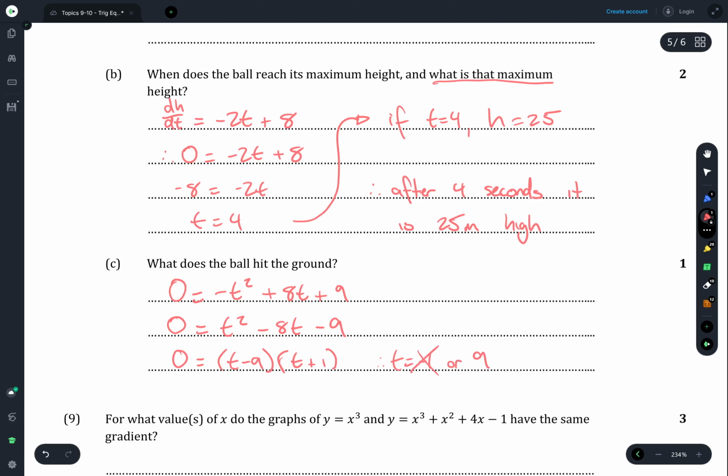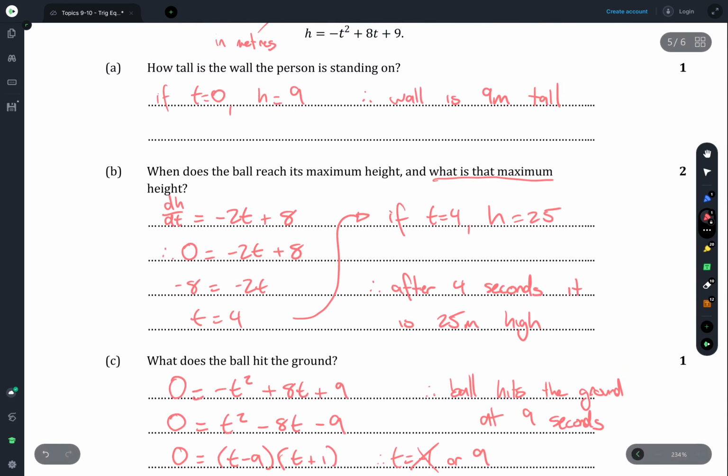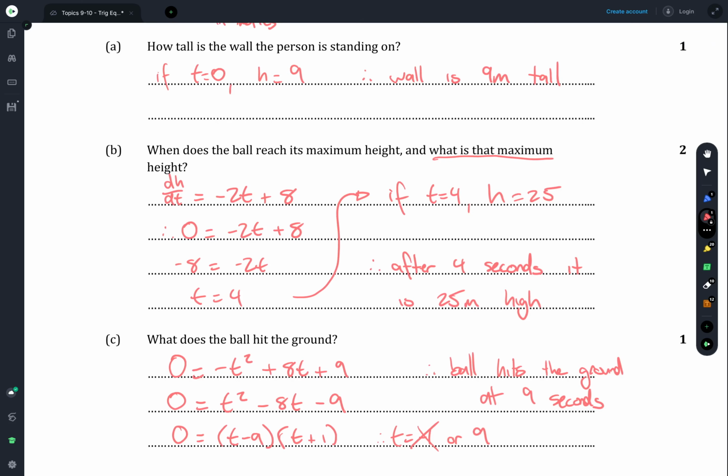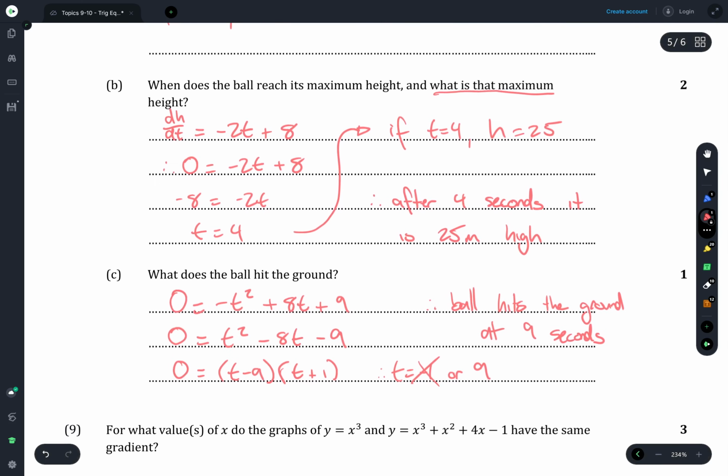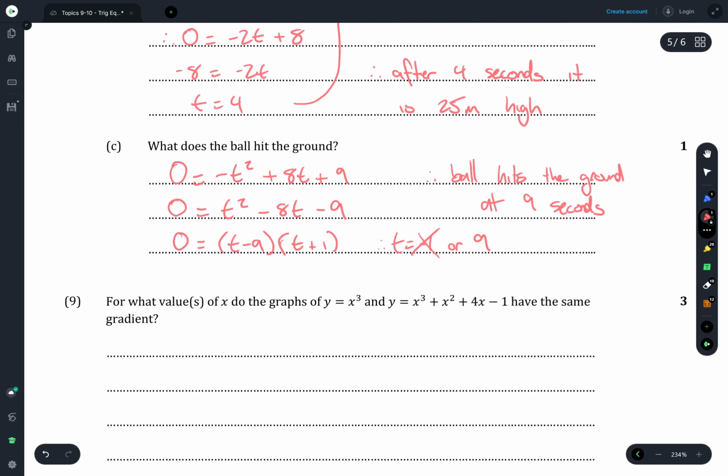Now obviously negative 1 isn't going to be an option, because that's like going back in time. So we get t equals 9. So therefore the ball hits the ground at 9 seconds. And to imagine what's happening in this situation, after t equals 0, so after 0 seconds, the ball is 9 meters above the ground, because that's the wall that we're standing on. It's thrown into the air. 4 seconds later, it's reached its highest height. And then for the next 5 seconds afterwards, it's falling down until it hits the ground.